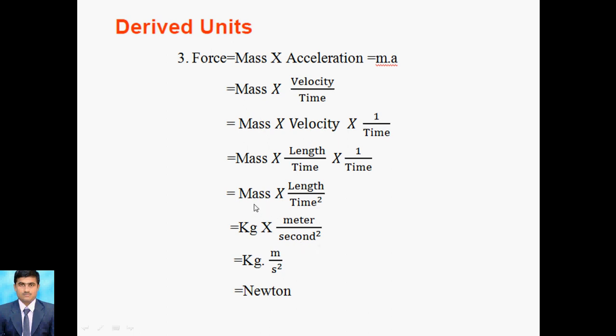Again I can repeat: for mass the SI unit is kg, for length the SI unit is meter, for time the SI unit is second, so that's why second square, because time square is there. So kg meter per second square is called Newton. In SI units we can call it kg meter per second square, or say directly Newton. So this is regarding the force unit.